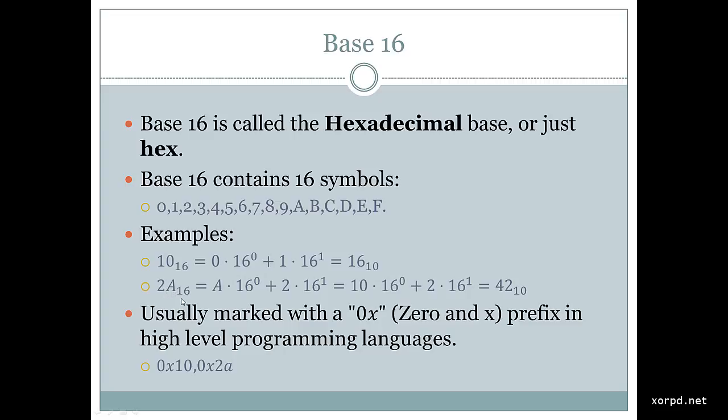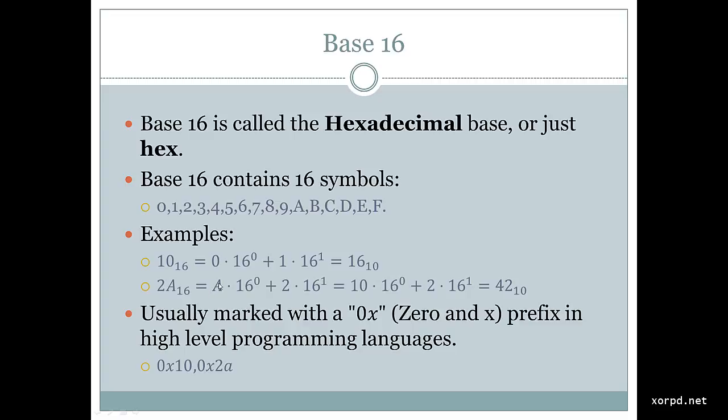Another, a bit more advanced example, 2a. This number is in base 16. It contains the letter A as one of its digits. So how are we going to calculate its total value? It goes like this: A times 16 to the 0 plus 2 times 16 to the first.